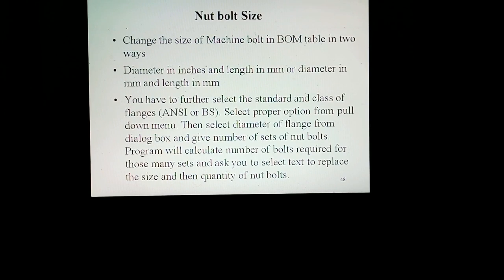Nut bolt size. You can change the size of machine bolt in the BOM table in mm. Diameter in inches and length in millimeters, or diameter in millimeters and length in millimeters. You have to further select the standard and class of flanges and CRBS. Select the proper option from the pull-down menu. Then select the diameter of flange from the dialog box and give the number of sets of nut bolts. The program will calculate the number of bolts required for those many sets and ask you to select text to replace the size and then the quantity of nut bolt.